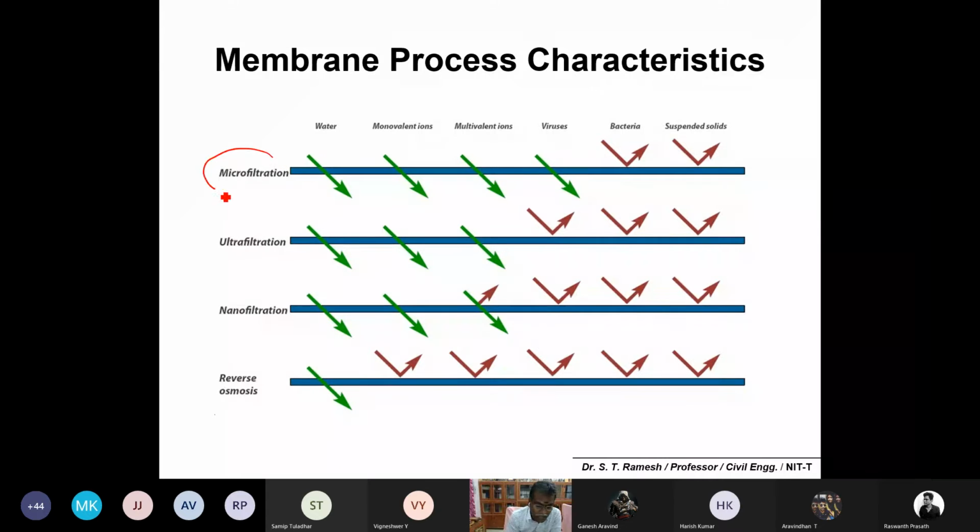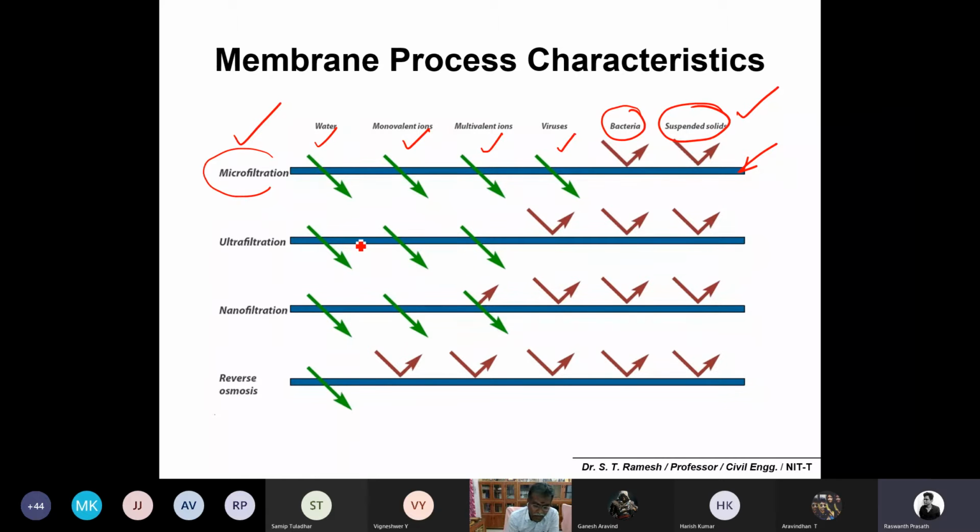You can have a microfilter. The blue color indicates a semi-permeable membrane which will allow water, monovalent ions, multivalent ions, and viruses to pass, but it will retain bacteria. It will also retain suspended solids. If your objective is to remove only suspended solids, you can simply go for microfilter units. Is it okay? Yes, sir. Ultrafilter will retain viruses also. If you have a specific case, a bacterial or virus contamination in the water, you can plan for ultrafiltration. That's all. It will retain your virus also.